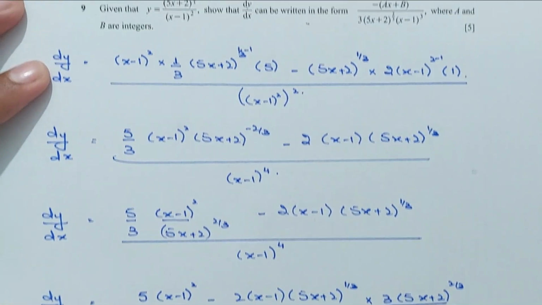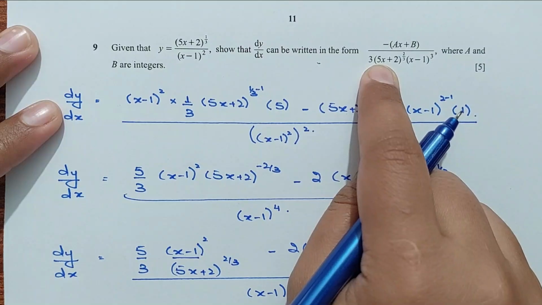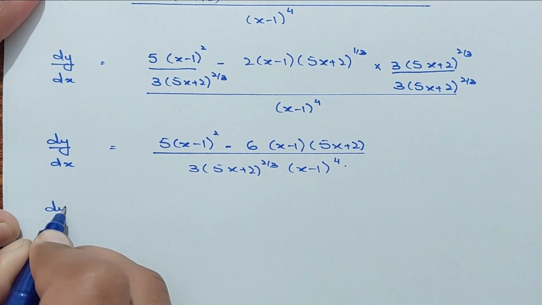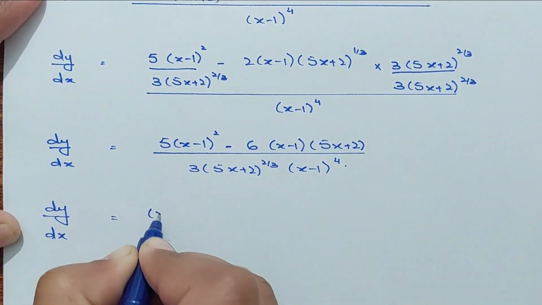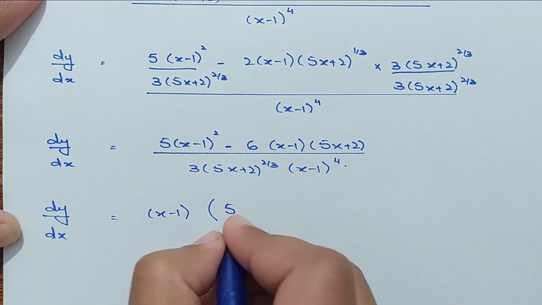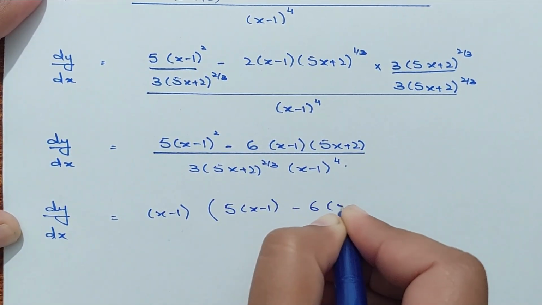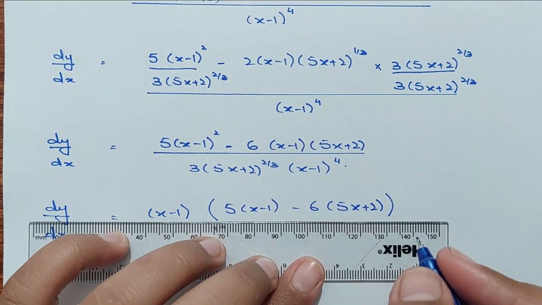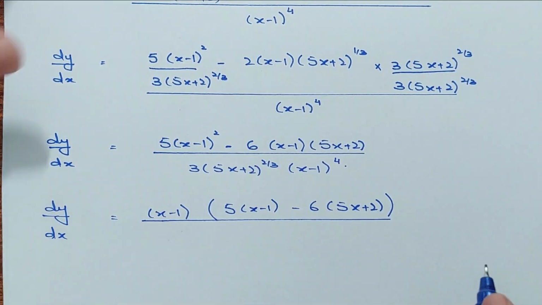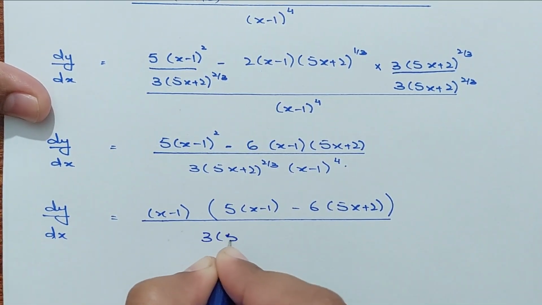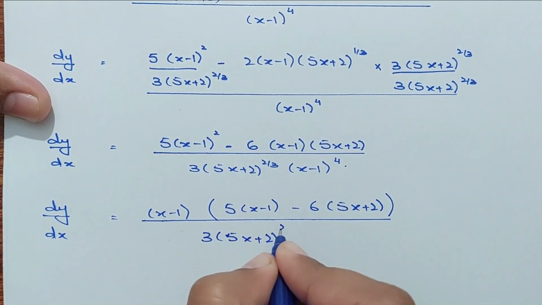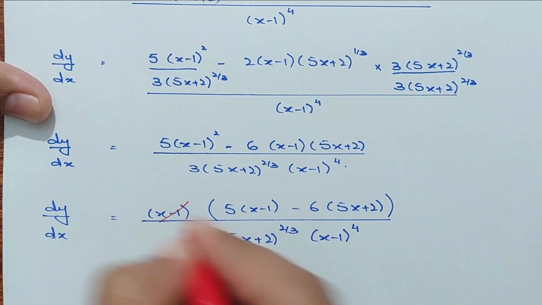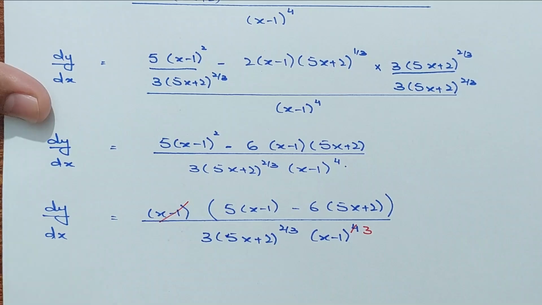Now as you can see, we have the denominator 3 (5x plus 2) to the power 2 by 3, and (x minus 1) to the power should be 3, because we can take (x minus 1) common and cancel with the denominator. So (x minus 1) is common. We are left with 5 into (x minus 1) minus 6 into (5x plus 2), right? Let's cancel this out with the common factors of the denominator, 3, (5x plus 2) to the power 2 by 3, and (x minus 1) to the power 4. So this is cancelled with power 3, the denominator we got.